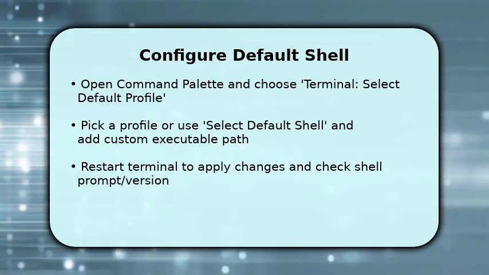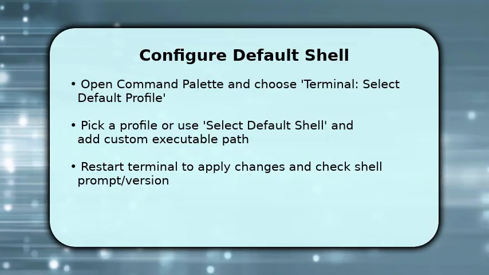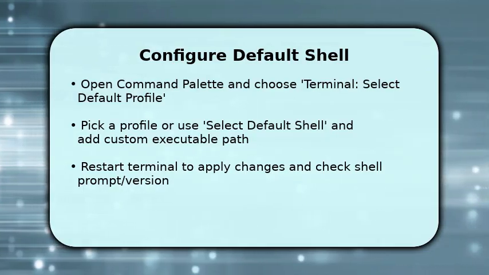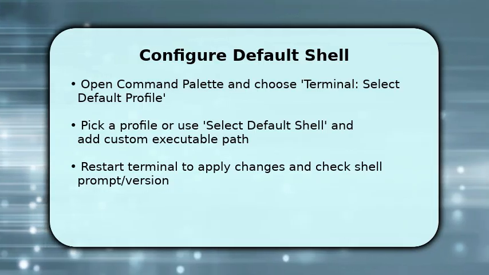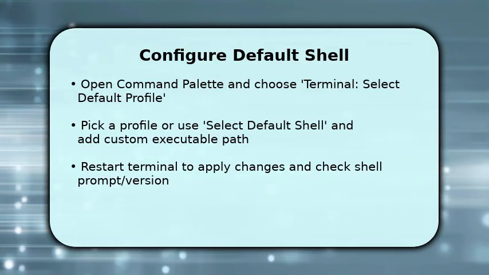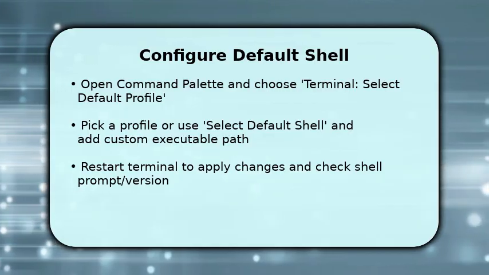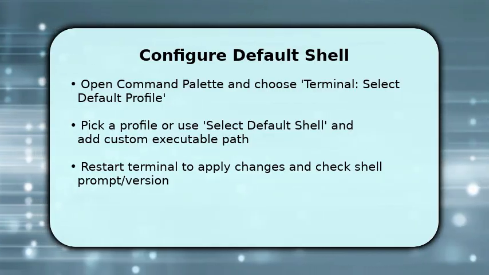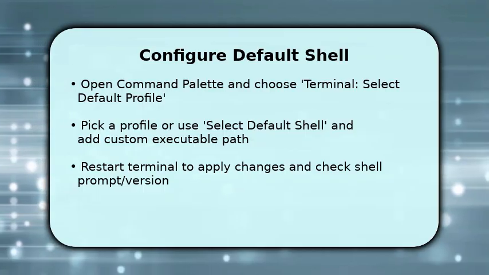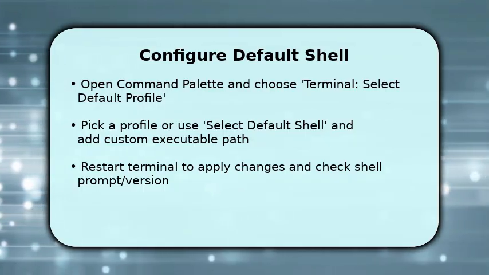Make sure to restart the integrated terminal, use the trash icon to kill and then reopen to apply changes. Check the shell prompt and run a version command, like version, to verify. If you have workspace-specific needs, apply the change in .vscode/settings.json for project scope.